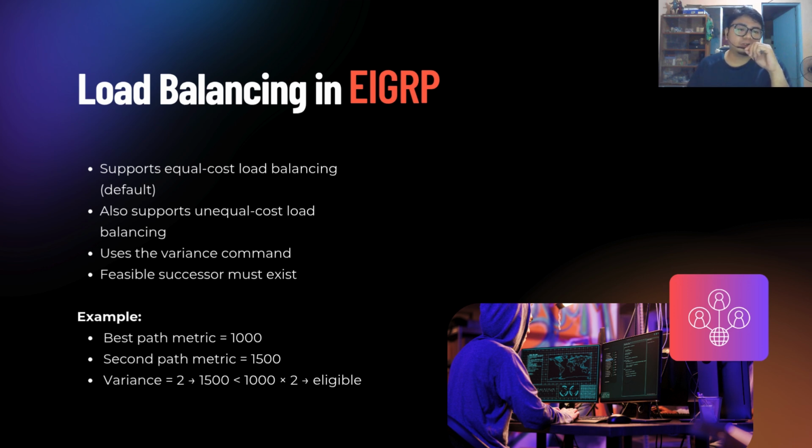One powerful feature of EIGRP is its ability to perform unequal cost load balancing. Unlike OSPF, which only supports equal cost paths, EIGRP uses the variance command to include additional feasible paths. For example, the best path has a metric of 1000 and an alternate path has a metric of 1500. Setting a variance of 2 allows both paths to be used because 1500 is less than 1000 multiplied by 2. This increases bandwidth utilization and enhances redundancy.